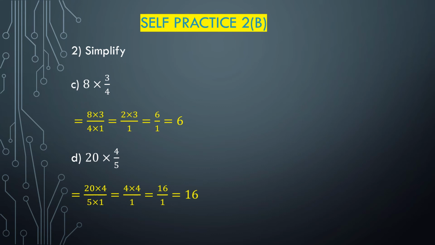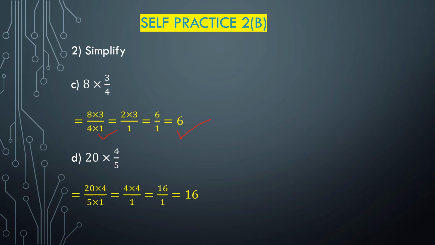Now we solve question number 2, third bit C. 8 multiplied with 3 divided by 4. Here product of whole number and the fraction is product of the numerator divided by the denominators. So 8 multiplied with 3 divided by 4 is 8 multiplied with 3 divided by 4 multiplied with 1. So 8 multiplied with 3 is 24, 24 divided by 4 is 6. 6 divided by 1 is 6. So 8 multiplied with 3 divided by 4 is 6.